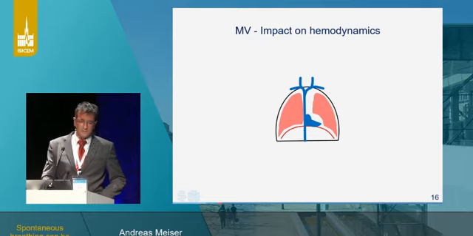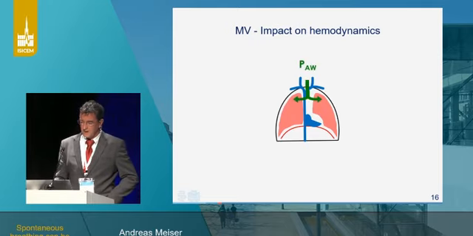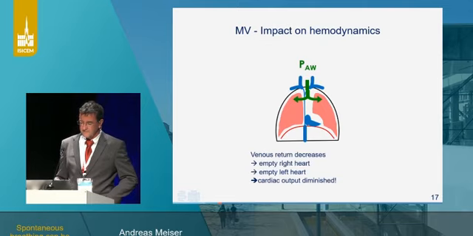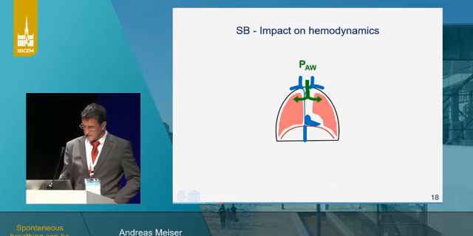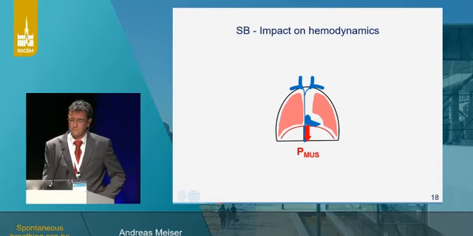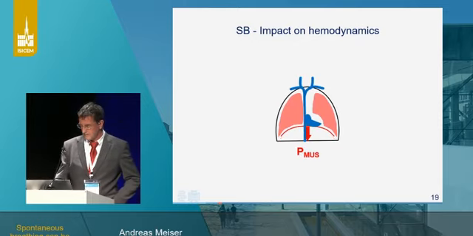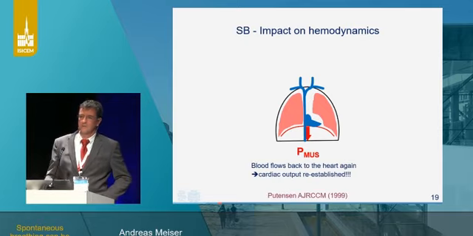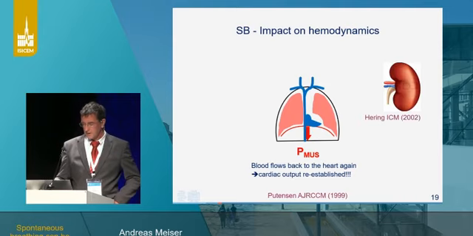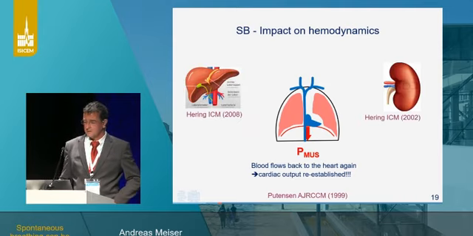Mechanical ventilation also has an impact on hemodynamics. The airway pressure squeezes the blood out of the thorax, and there's no venous return, there is no preload for the heart, and no cardiac output. Spontaneous breathing decreases intrathoracic pressures, blood flows back, and cardiac output is reestablished. This has been shown by the group of Putensen also ages ago, and the group of Hering has measured in clinical practice that there is a better kidney and a better splanchnic perfusion in invasively ventilated patients if they do spontaneous breathing.